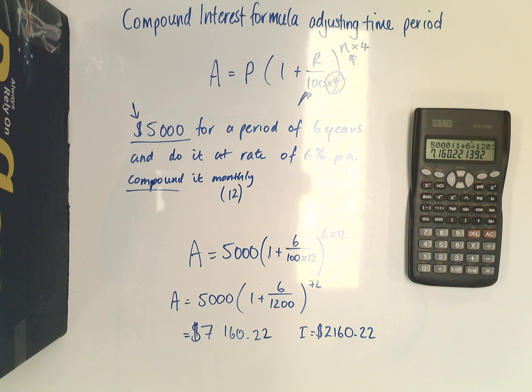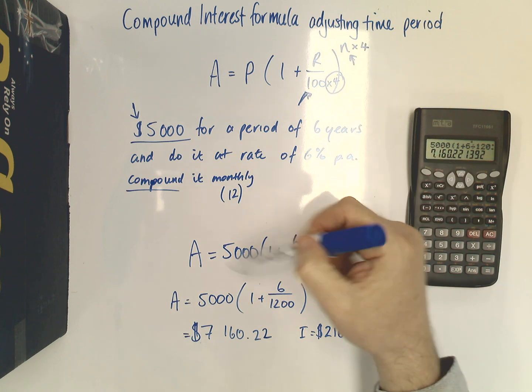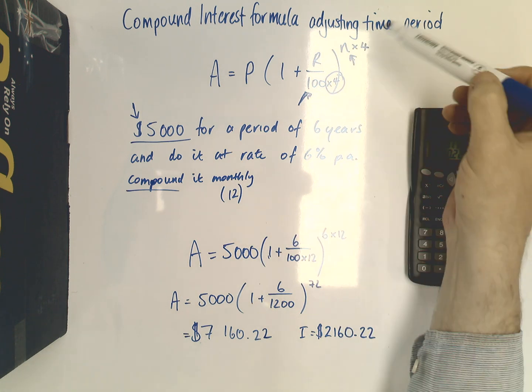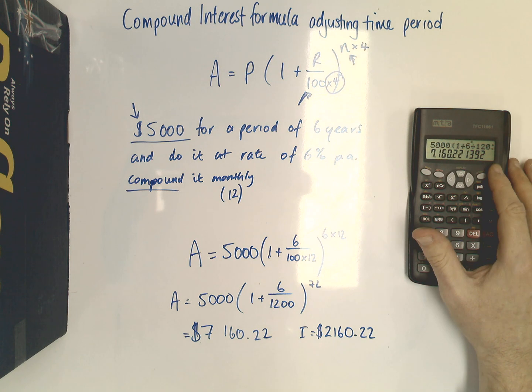Anyway, so that's how to adjust for the time periods. If you consider we need to times this bottom bit because we're actually really dividing. If you go back to the start of the video, you'll see that. And of course, times by the amount of times we're actually compounding it over the different years.